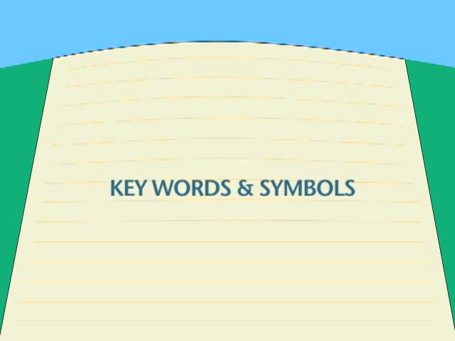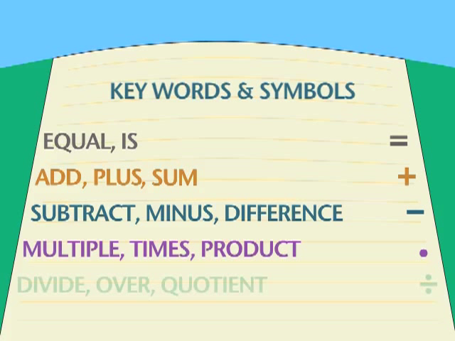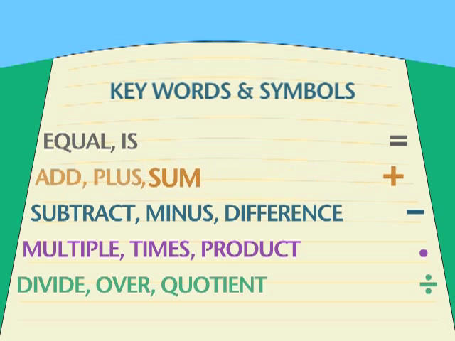Let's look at some of the words in English that go with key symbols in algebra. They're simple enough, except that each meaning in algebra can be said several ways in English. For example, add, plus, and sum of all mean the same thing, and we use only one symbol in algebra, the plus sign. Take a moment to look over the other common symbols.